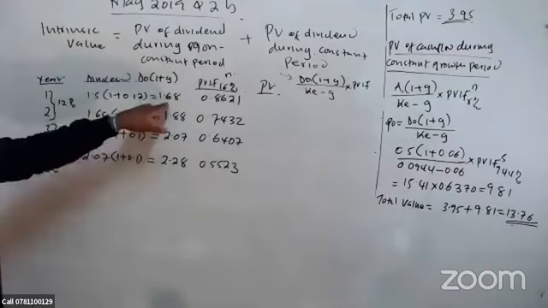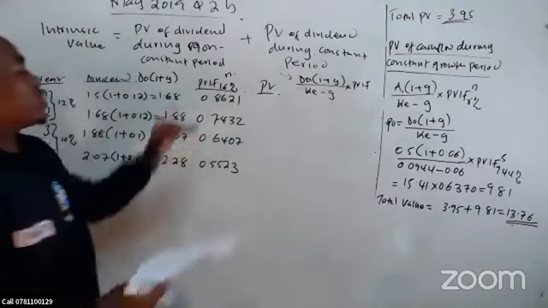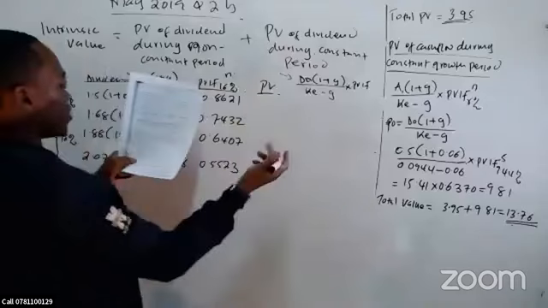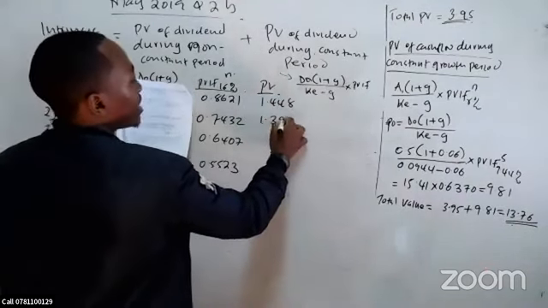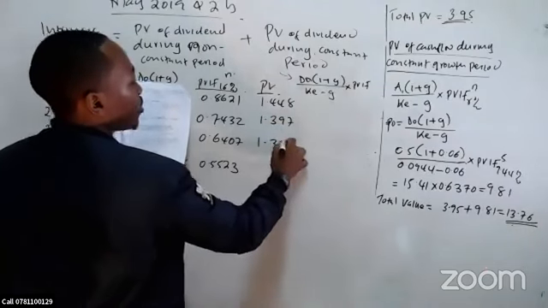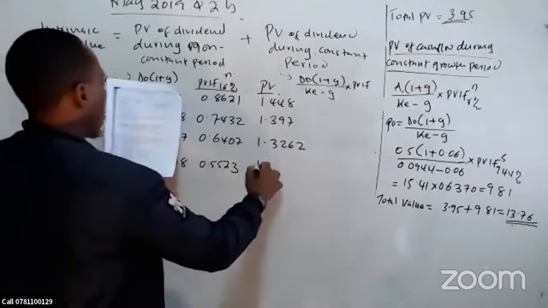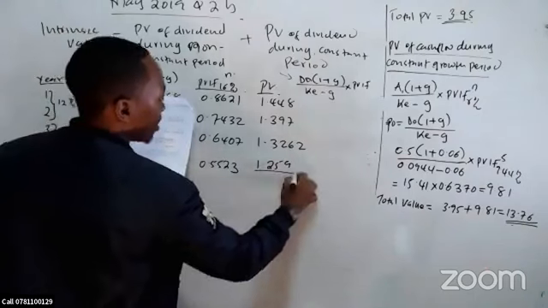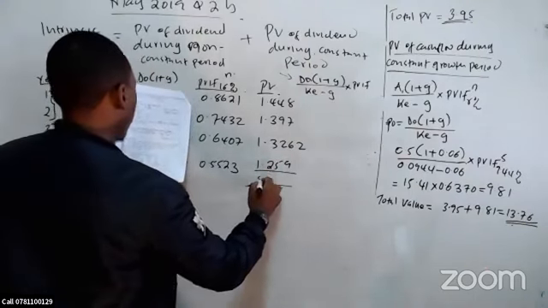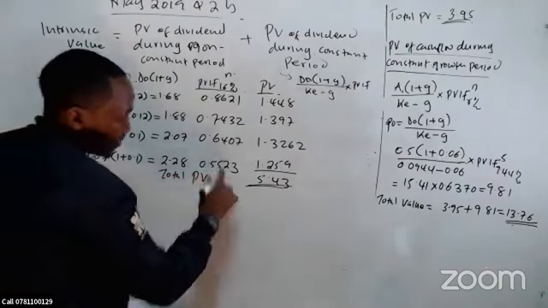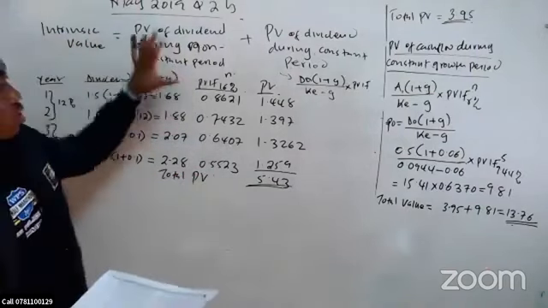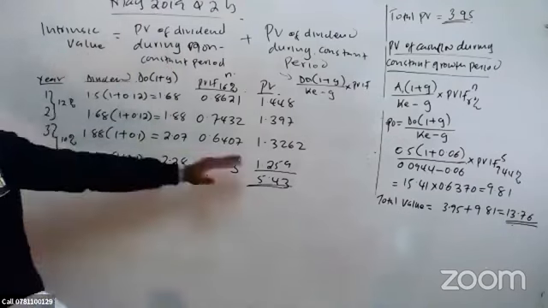Now you can get the present values. You take 1.68, that's the dividend, and multiply by 0.8621, and you get 1.448. The other one you get 1.397, 1.3262, and 1.259. Then you get the total, which is 5.43. That's the total present value during the non-constant period.